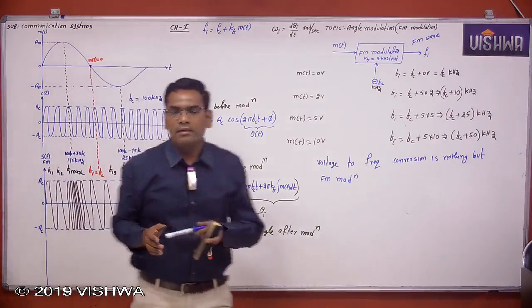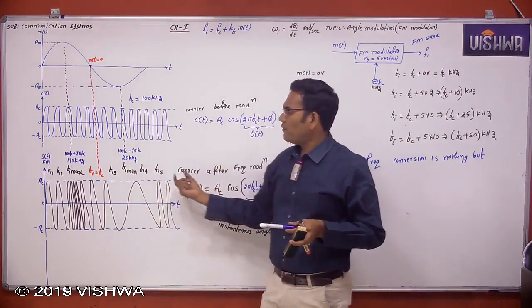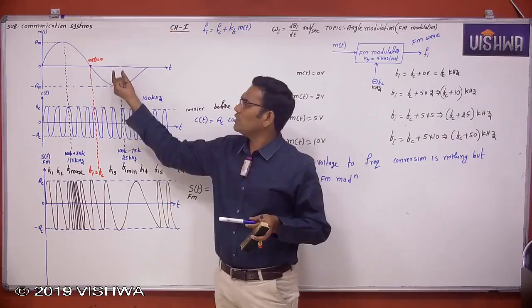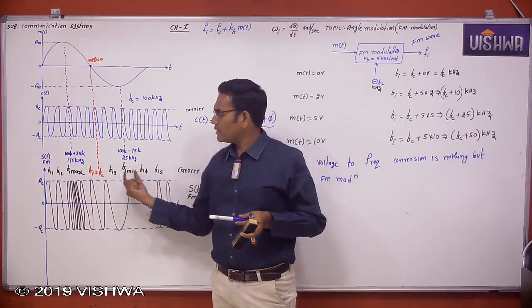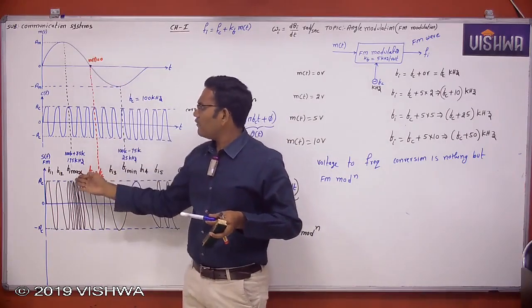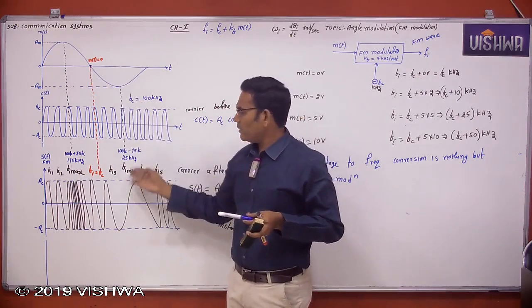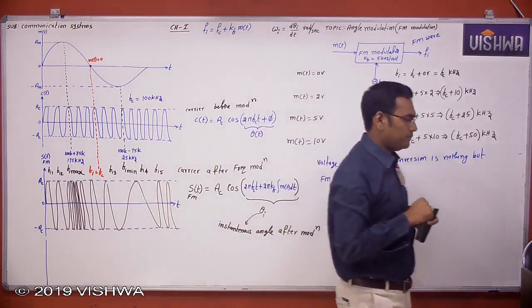The same thing we will see in the waveforms also. Everywhere the message signal amplitude is changing, everywhere the carrier frequency is changing. When m of t is maximum, Fi is maximum. When m of t is minimum, Fi is minimum.